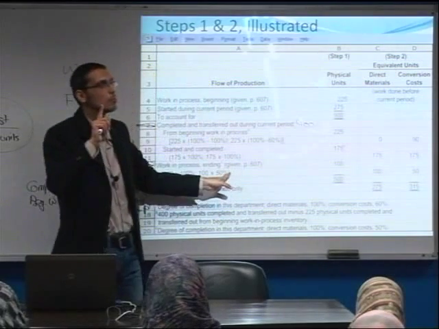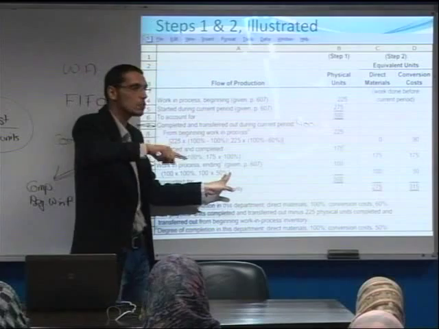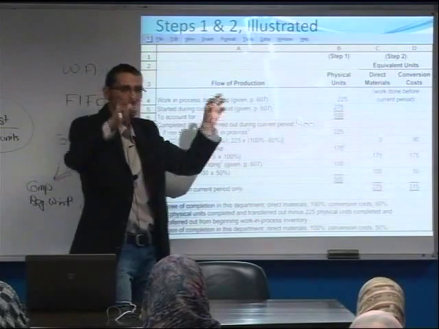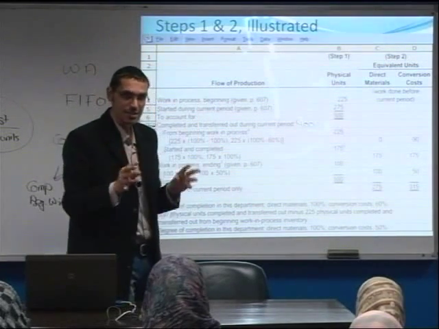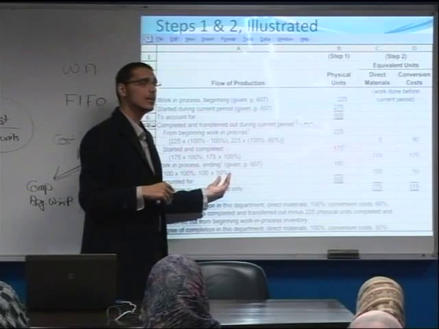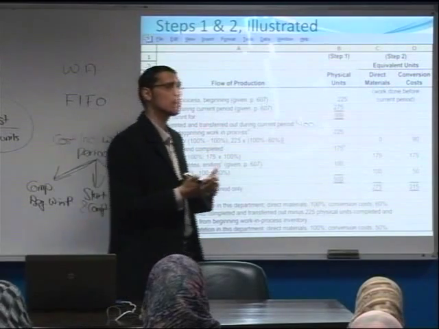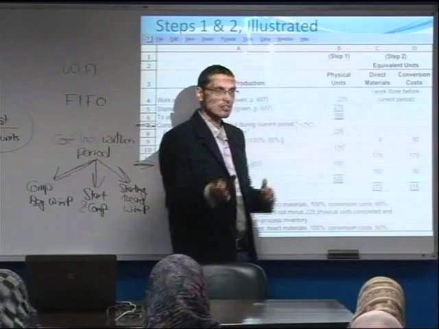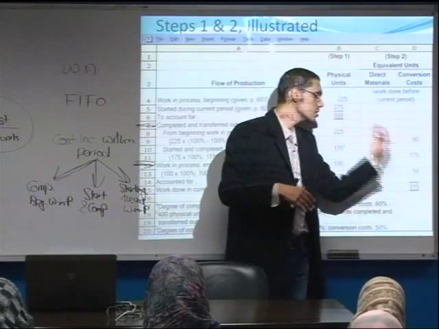We are not subtracting 100% from the 50%. We are using the 50% as it is. Therefore, the 50% here is the percentage of completion of the 100 units. 100 units multiplied by 50%, which is 50.